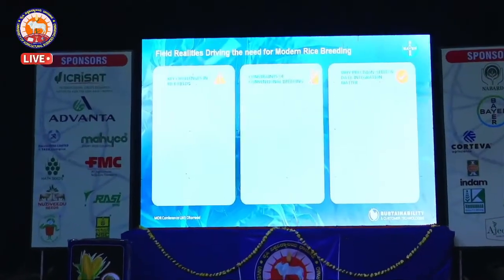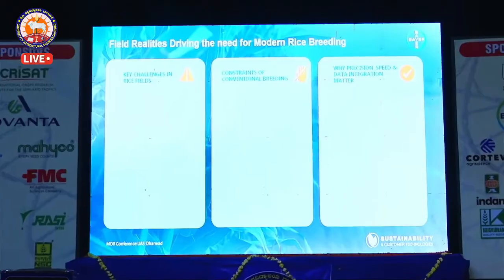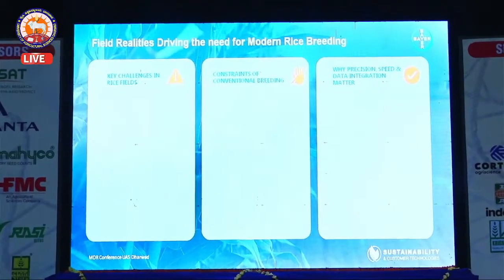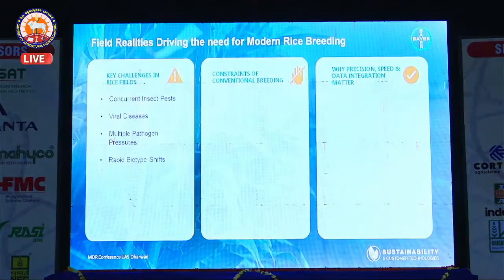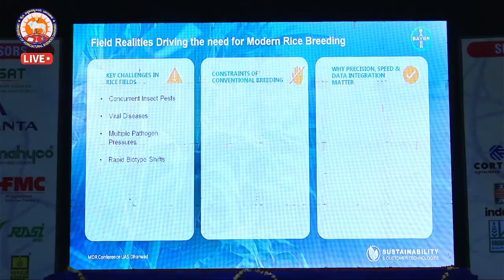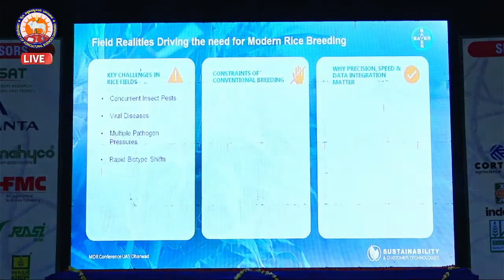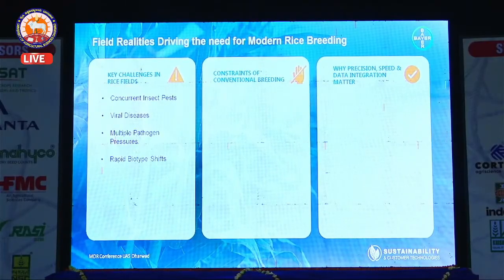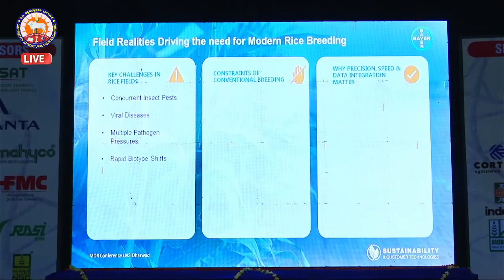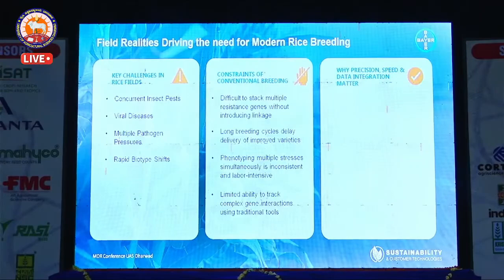Now, what are the realities driving modern rice breeding? These are the key challenges we see in the field: insect pests, viral diseases, which are becoming very important now, multiple pathogen pressures, and rapid biotype shifts are happening.